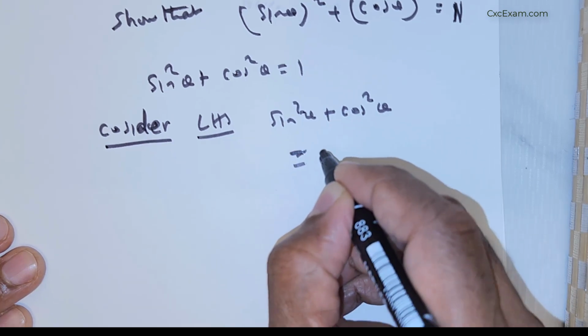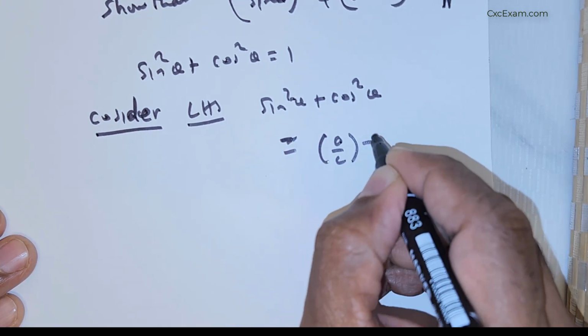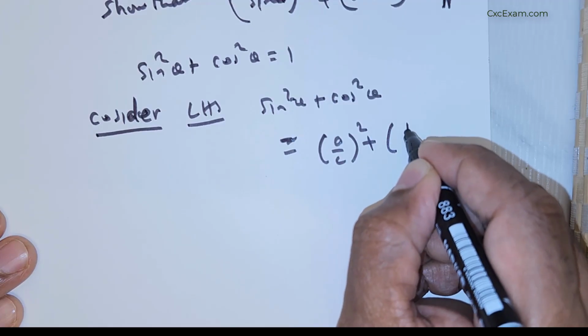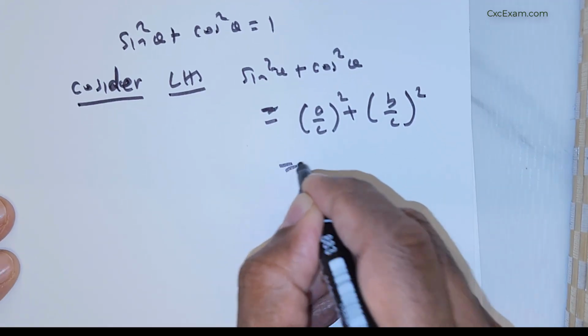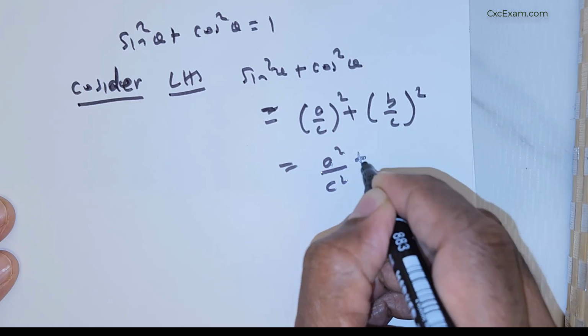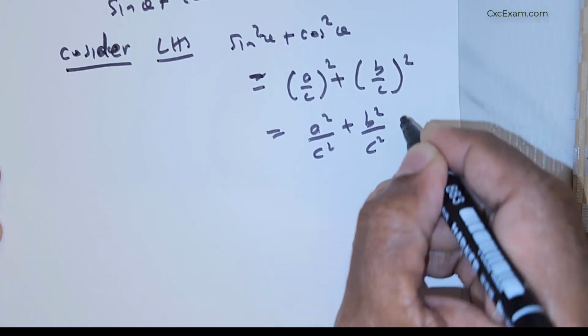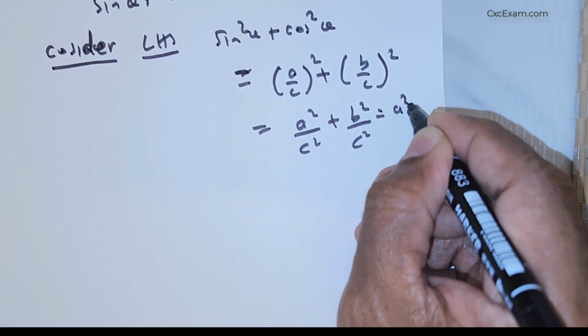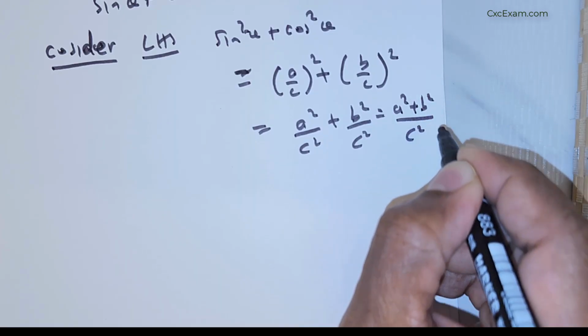Now what is sine theta equal to? A over C. What is cos theta equal to? B over C. You square it, you get A squared over C squared plus B squared over C squared. What is this equal to? This is A squared plus B squared over C squared.